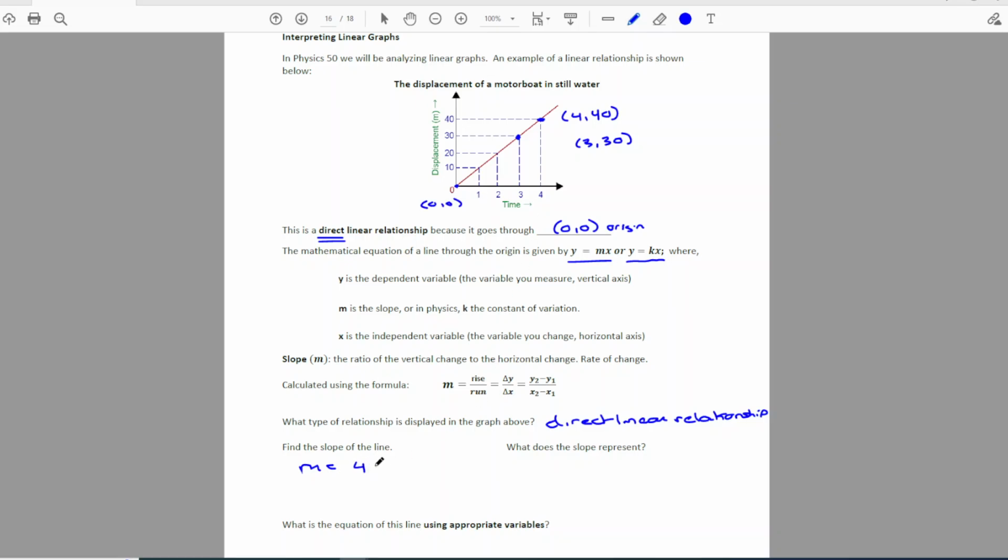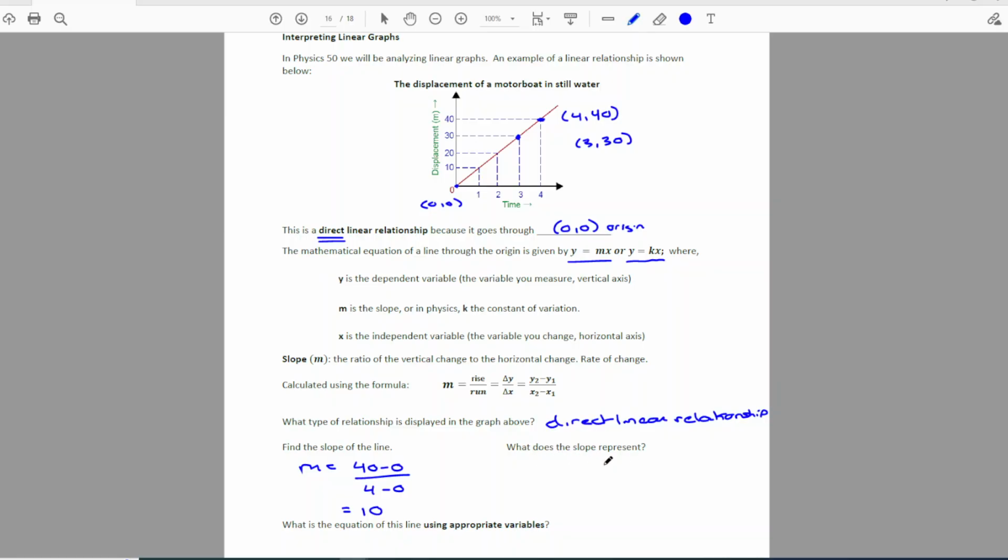So the slope is going to be y minus a y. Whether it's 40 minus 0 or 40 minus 30, it doesn't matter. And then x minus an x. So I've got 4 minus 0 or 4 minus 3. Doesn't matter. I'm left with 40 divided by 4, which is 10. So the slope of this line is 10.